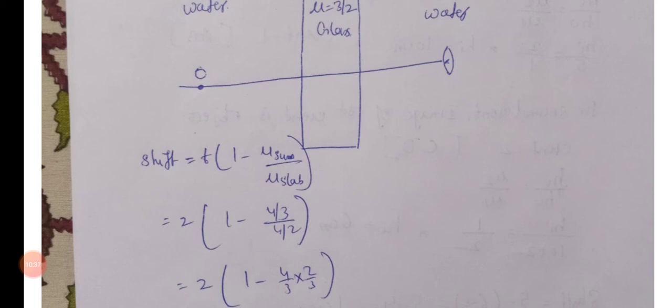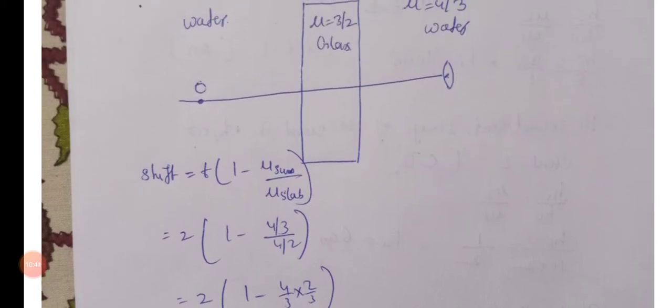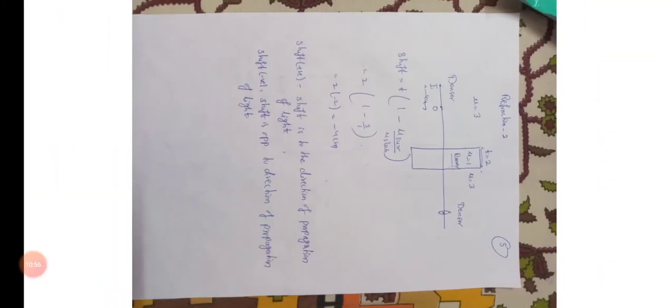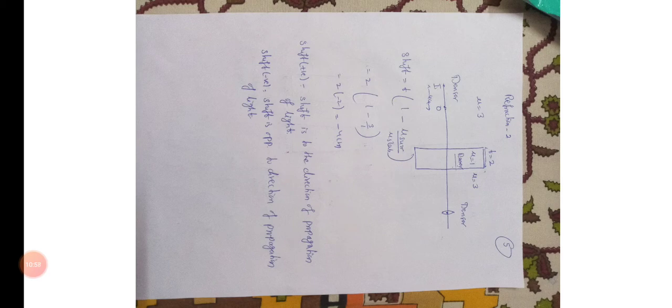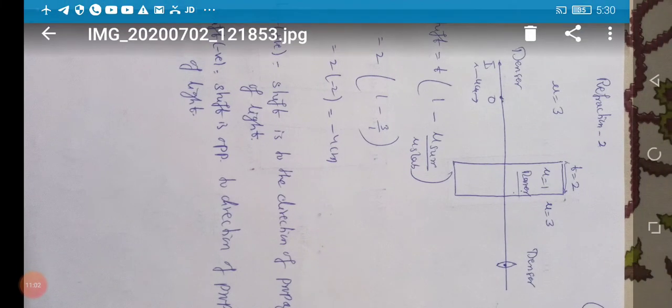Means from O, if you shift towards the right side, this shift is positive. Positive sign means it will be shifted along the direction in which the rays are traveling. So here the ray is traveling to the right side. That small dot is I, which I have drawn. So remember, student, when the shift is positive, it means the shift is towards the direction of the light.